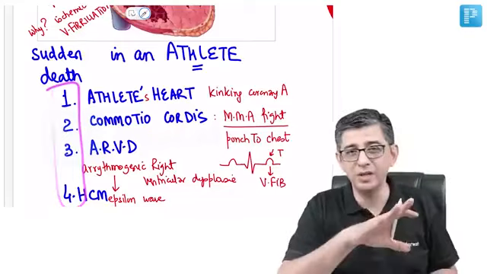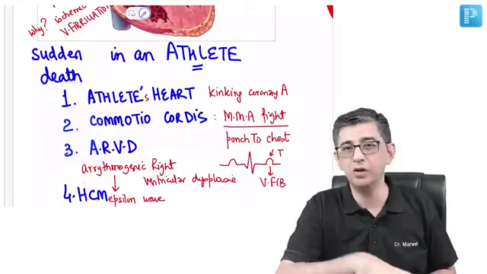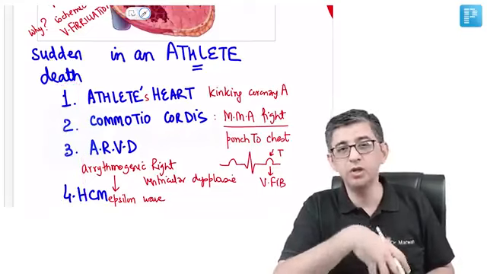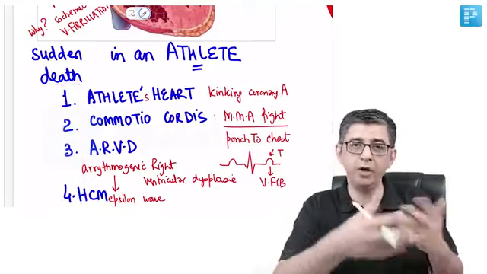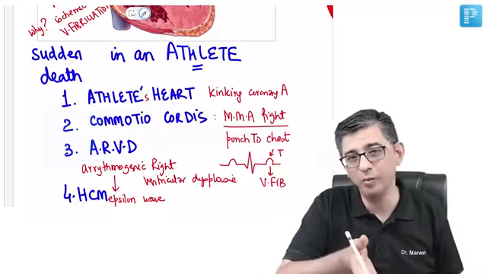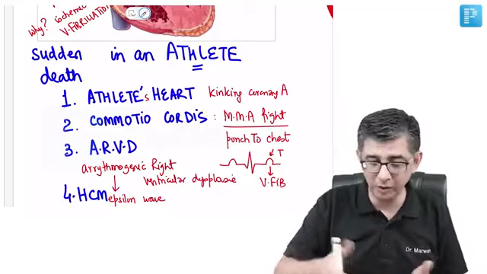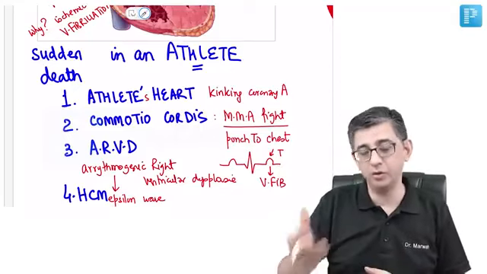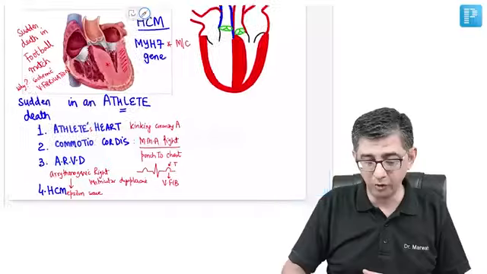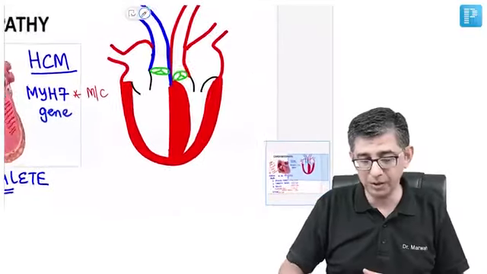I'm not saying that this is in increasing or decreasing order of importance, but this is what we usually encounter. It could be athlete's heart. If somebody is not into mixed martial arts, he is not going to have a blunt trauma to the chest. Then it is arrhythmogenic right ventricular dysplasia to be considered, or hypertrophic cardiomyopathy, or its subtype, hypertrophic obstructive cardiomyopathy.